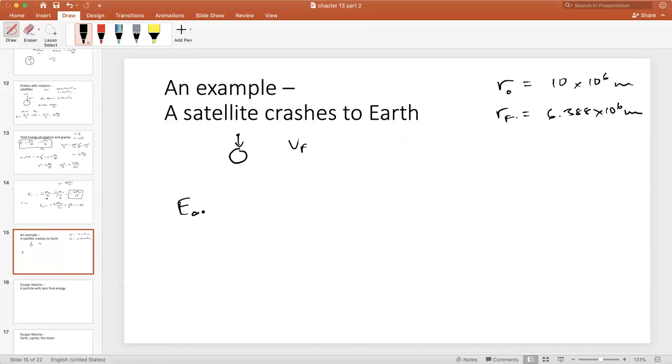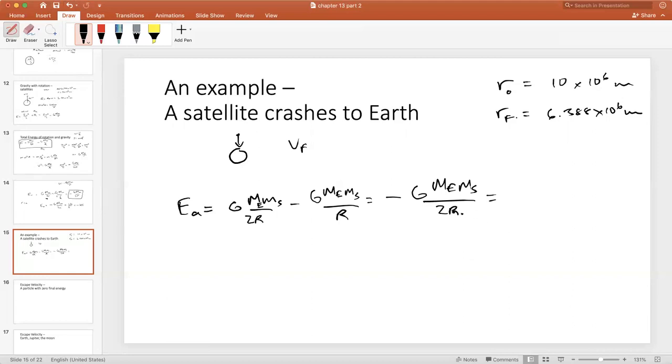So we start off saying that the energy at any point, as we said, was G M of the Earth, mass of the satellite, over R, minus G M of the Earth, mass of the satellite, over R. This is our kinetic, this is our potential, but that whole thing becomes minus G, mass of the Earth, mass of the satellite, over 2R. We can easily compute that if that's R naught.